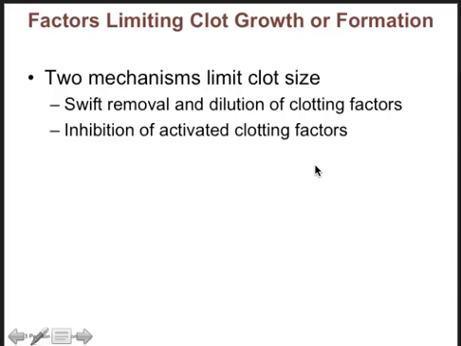So right here, this very first point, swift removal and dilution of the clotting factors keep the clotting from running out of control, right? That's good. But on the other hand, think about what happens if blood flow slows down. How can blood flow slow down? Well, you could have, say, a really bad injury, and because of inflammation and swelling, you could inhibit the flow of blood in and around the injury. Well, what could this result in? This could result in the production of emboli, right? And we already know what emboli can do.